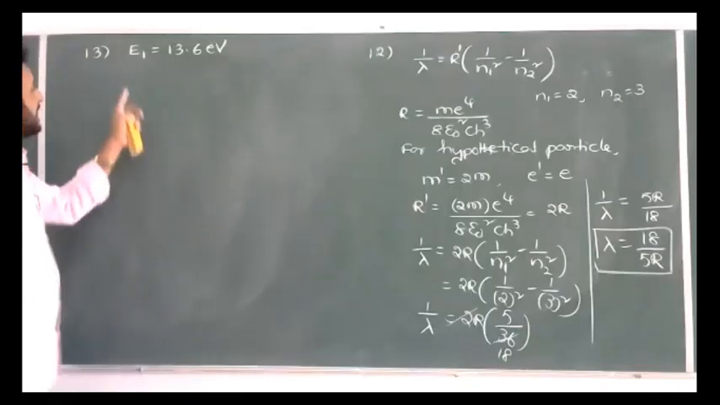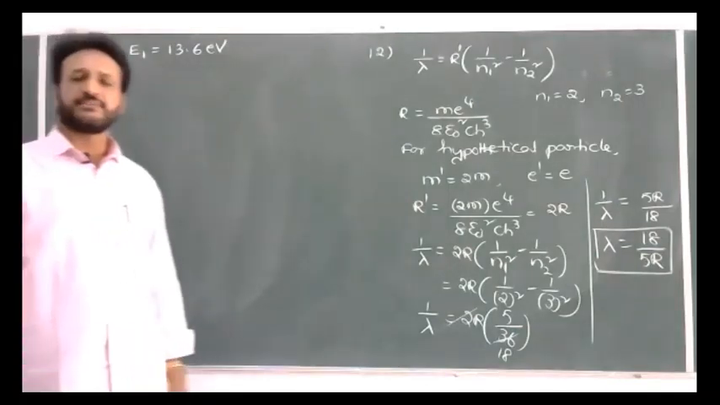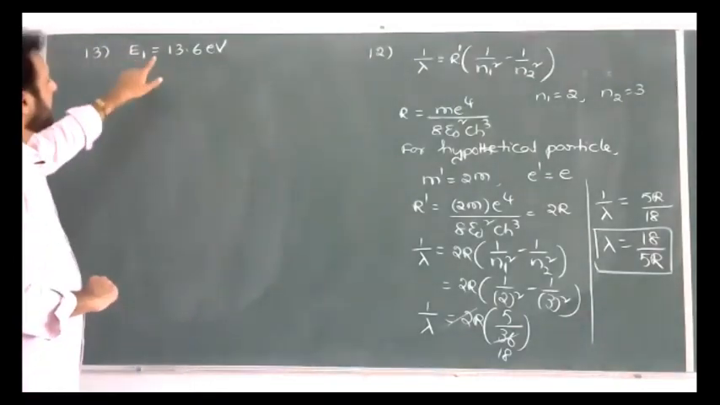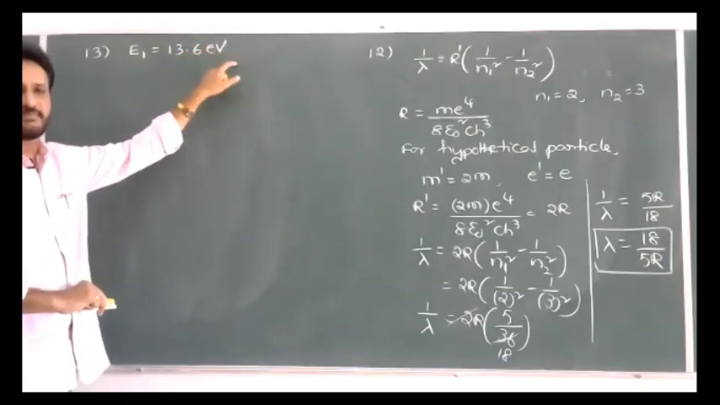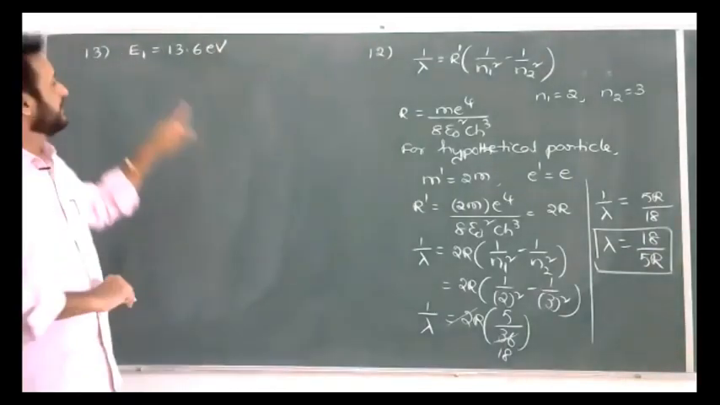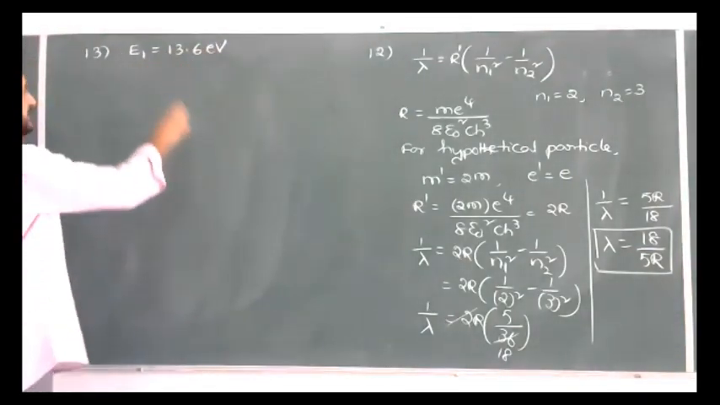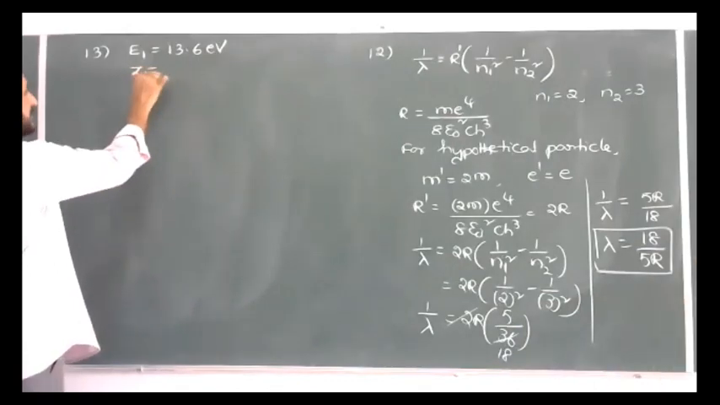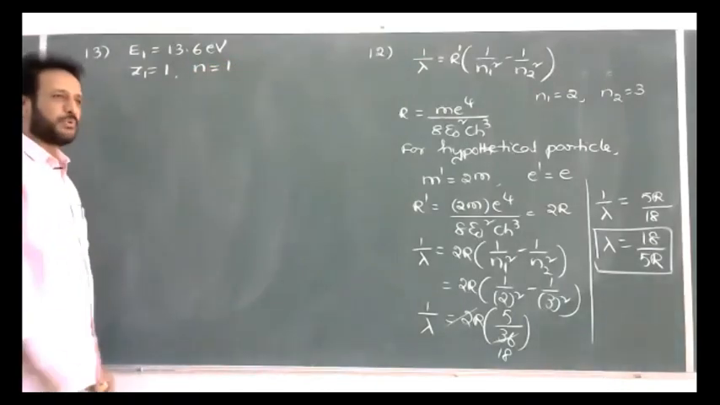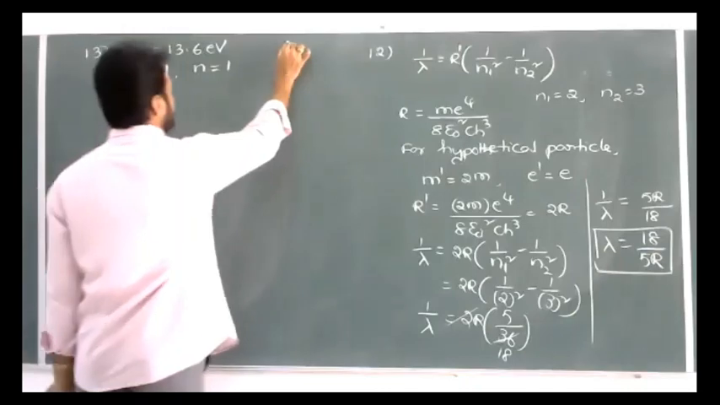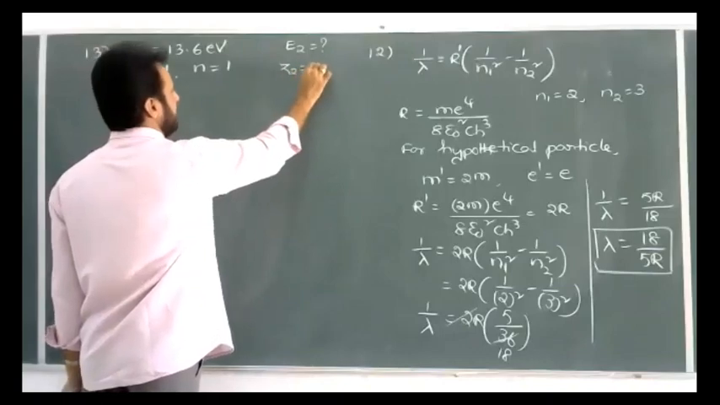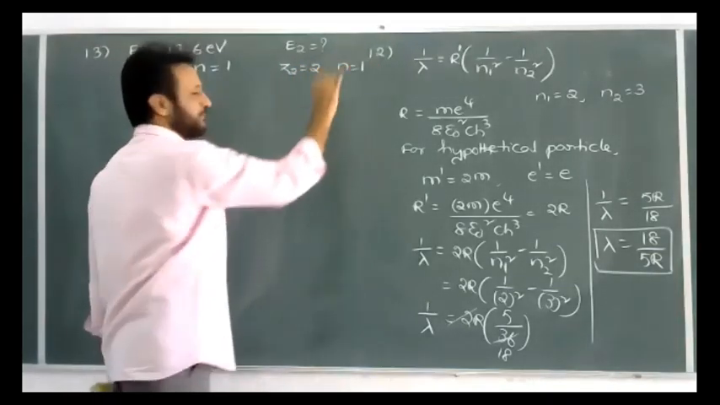Now check this one. Ionization energy means the energy required to remove an electron from its original orbit. So when the electron is in the first orbit of a hydrogen atom, the binding energy is minus 13.6. If you want to remove the electron, we need to supply plus 13.6. In a hydrogen atom the atomic number Z is equal to 1, and the electron is in the first orbit. Now, what is the amount of energy required? We should calculate E2. Helium atom is given, so Z2 is equal to 2, but you have to understand it is from the same first orbit.